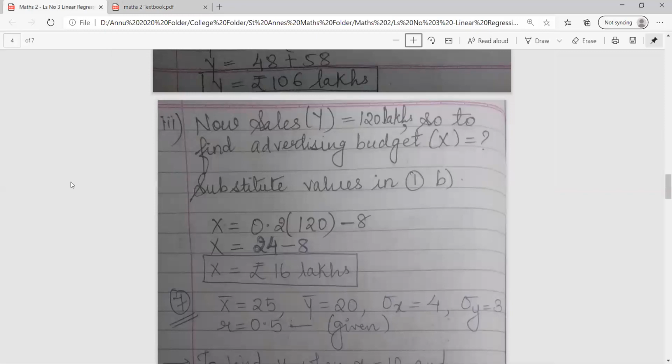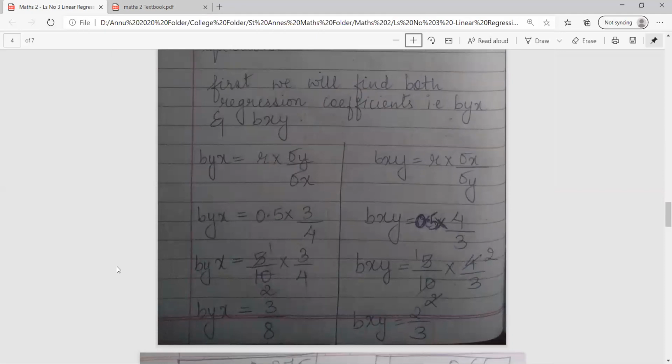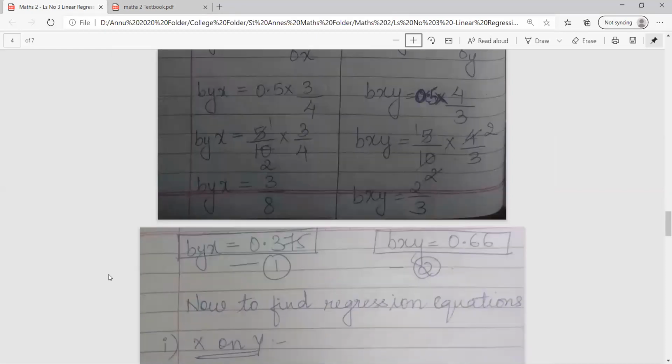Again, a similar kind of sum. For that, you first need to find the regression coefficients, which are missing again. So you will find the regression coefficients by using the formulas byx and bxy. byx is equal to r into sigma y upon sigma x, and bxy is equal to r into sigma x upon sigma y. On substituting the values, I got the answers as 0.375 for one and 0.66 for the other.